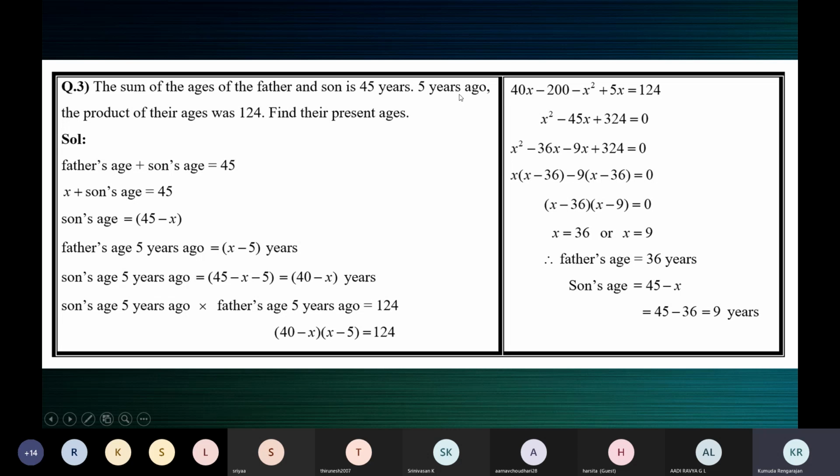Now let's find their ages 5 years ago. Father's age 5 years ago: what is his present age? x. So 5 years ago, x minus 5 years. Son's age 5 years ago: what's the son's present age? 45 minus x. So 5 years ago, 45 minus x minus 5, which is 40 minus x years.